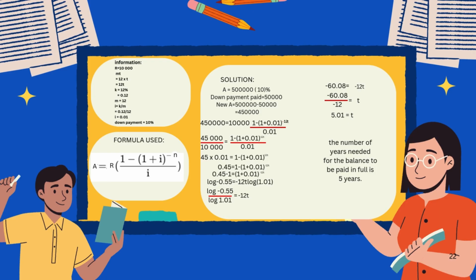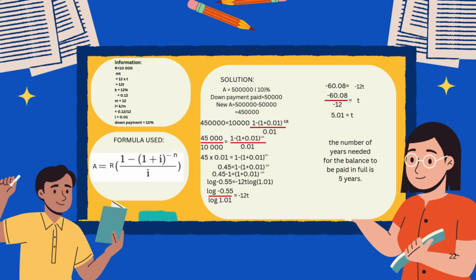And then our K is 12%. And then our M is 12. For I, we have to divide K with M. So our K is 0.12 and our M is 12. And then we will get 0.01 for our I. Next is N. So to get N, we have to times M with T. And then we will get 12T for our N.